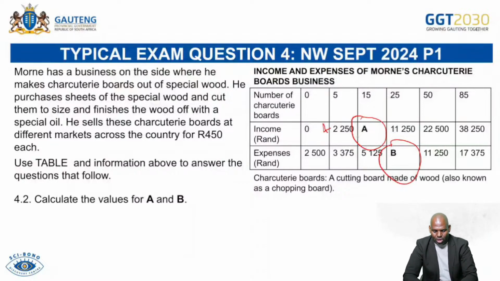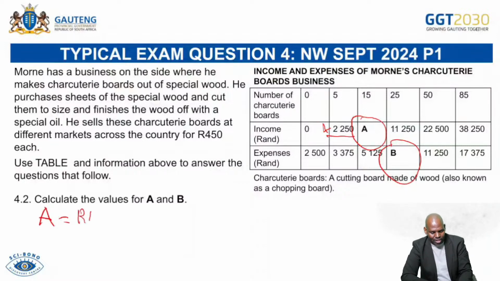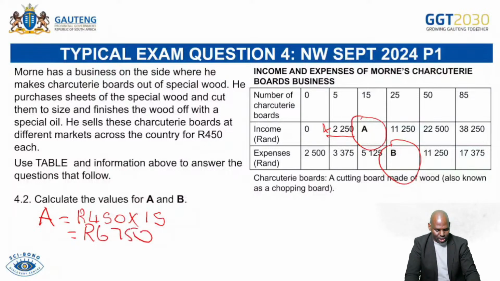How did they get 2,250? If you take 5, you multiply by 450, then you get 2,250. So it means to find the value of A, we must take 15 and multiply by 450. So if we take 15, we multiply by 450, then I get 6,750. So in other words, for the value of A, it's 450 Rand multiplied by 15. Then this gives me 6,750.